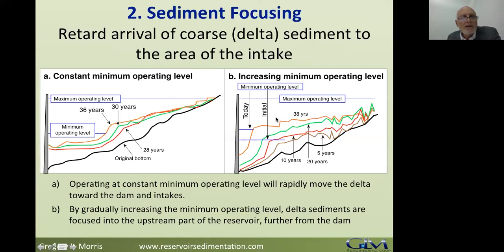On the right-hand side, we have a reservoir which has been managed to focus sediment upstream. This is Tarbela on the Indus River in Pakistan. The initial water level, the initial minimum operating level, and the current minimum operating level. It goes up a couple of feet every couple of years. So over 38 years, look at what happened to the top elevation of this delta. What they have done and what they continue to do is raise the minimum operating level to focus the sediment upstream, to keep it away from the power intakes.